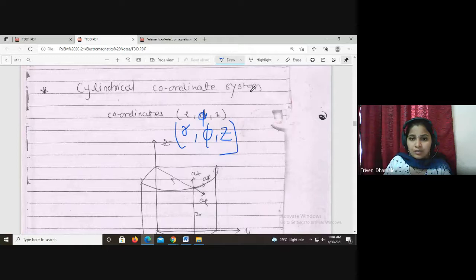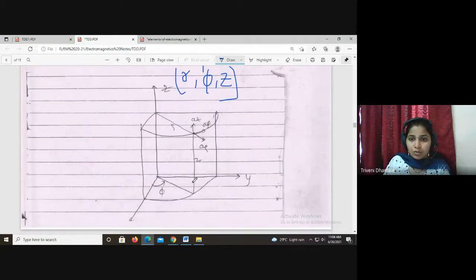Cylindrical coordinate system, and the coordinates are rho, phi, z, or r, phi, z. Rho and r, that is the radius of the cylinders. So now to draw this, we have to consider the intersection of one cylinder, right?